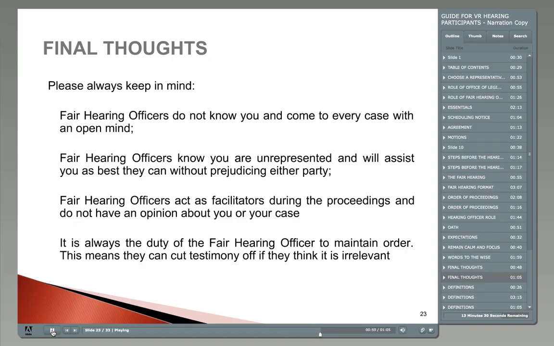And it's always the duty of the hearing officer to maintain order. That means they can cut testimony off if they think it's irrelevant. It's also the duty of the hearing officer to maintain a clean, clear, and concise record. So to whatever extent you can help them to do that, that's going to be really helpful.